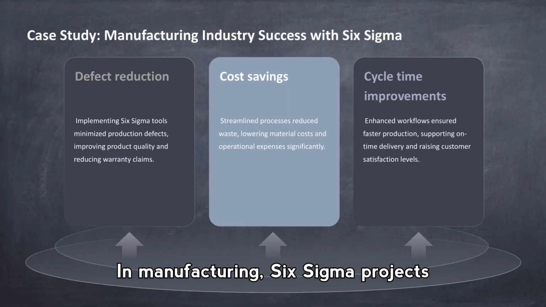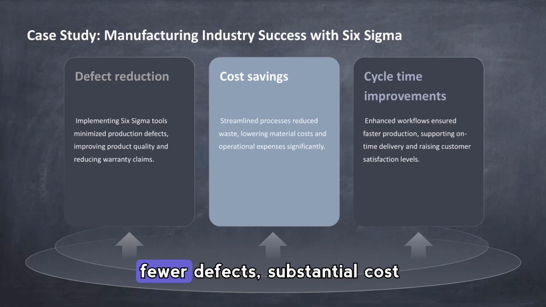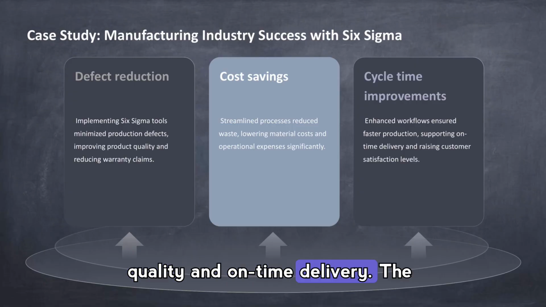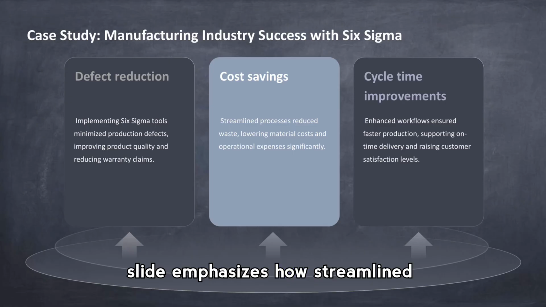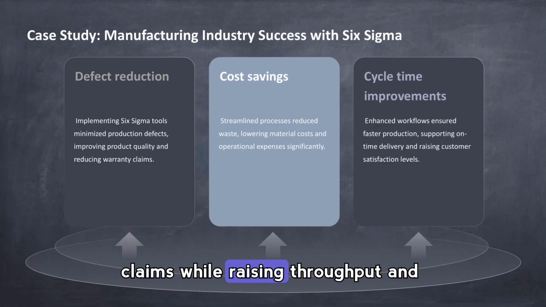In manufacturing, Six Sigma projects often produce clear outcomes like fewer defects, substantial cost savings, and shorter cycle times, which together improve product quality and on-time delivery. The slide emphasizes how streamlined processes and targeted problem-solving reduce waste and warranty claims while raising throughput and customer satisfaction.